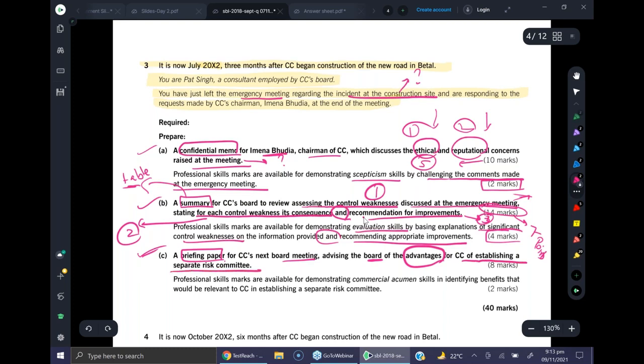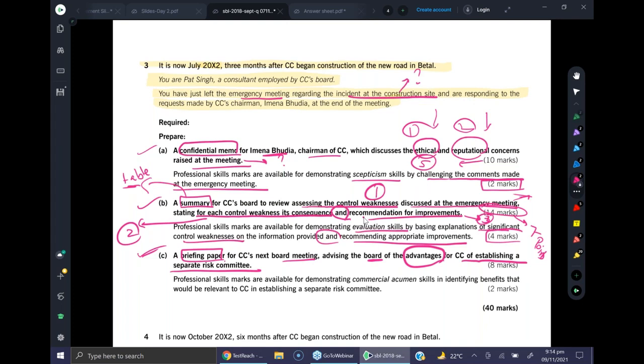Advise the board of CC the advantages of CC establishing a separate risk committee. So what is this requirement asking you? Discuss the advantages of a risk committee for CC. Which means that they don't have a risk committee right now. So what will be the advantages? You'll have to write very convincing arguments for the board to agree.